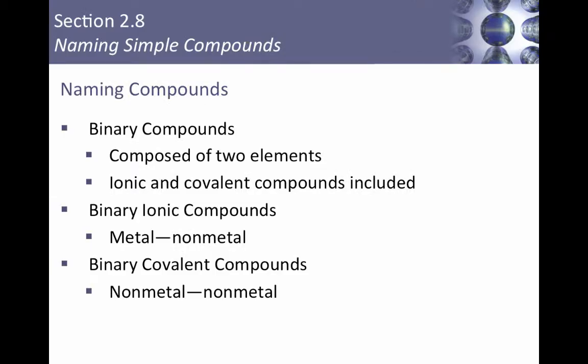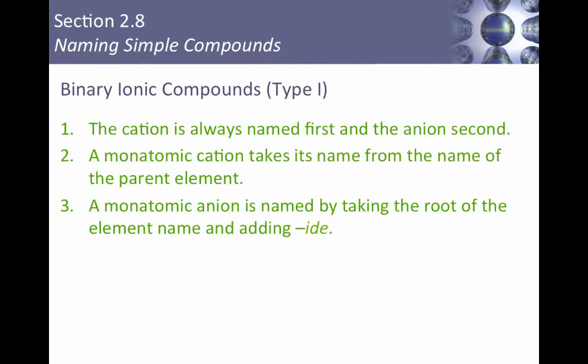Elements can form ionic or covalent compounds. A binary ionic compound is going to be a metal and a nonmetal, and a binary covalent compound is going to be two nonmetals together. All right, so let's talk about our standard binary ionic compound. In that one, the cation is always named first and the anion is always named second.